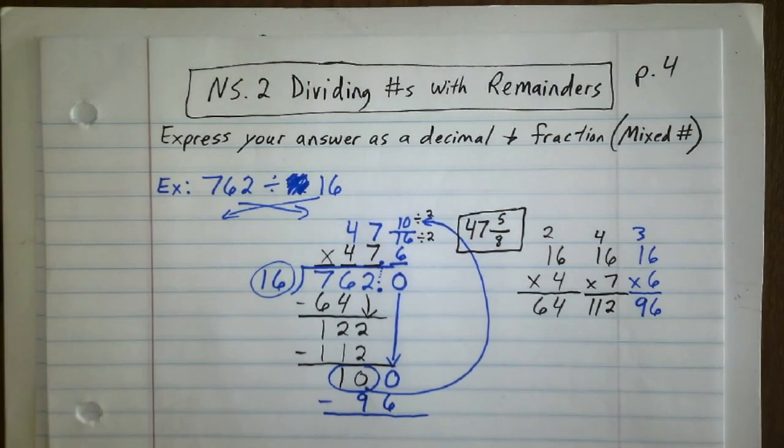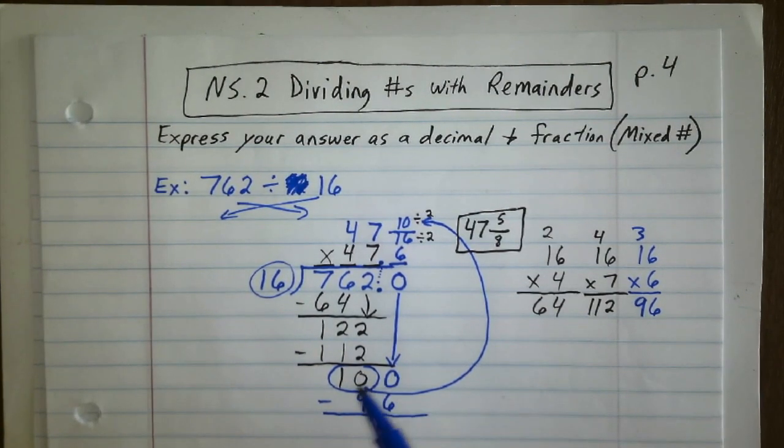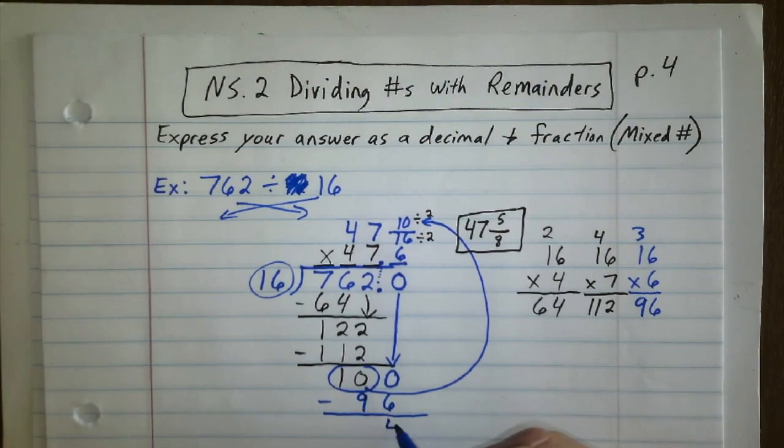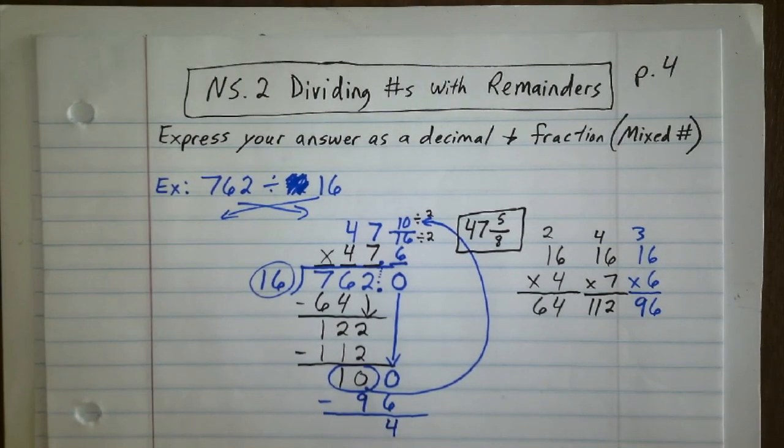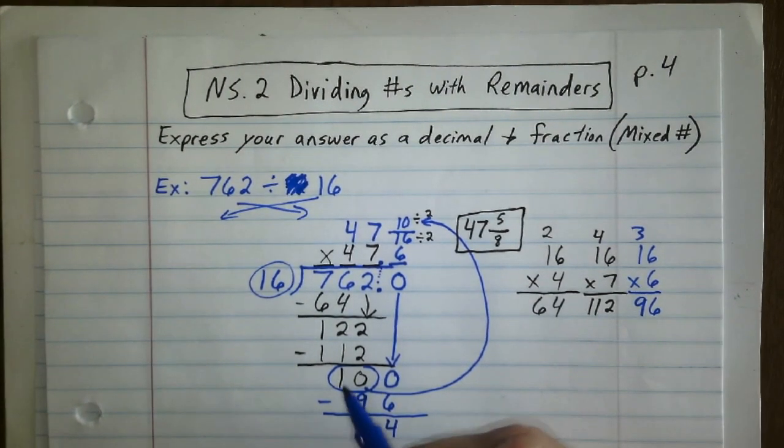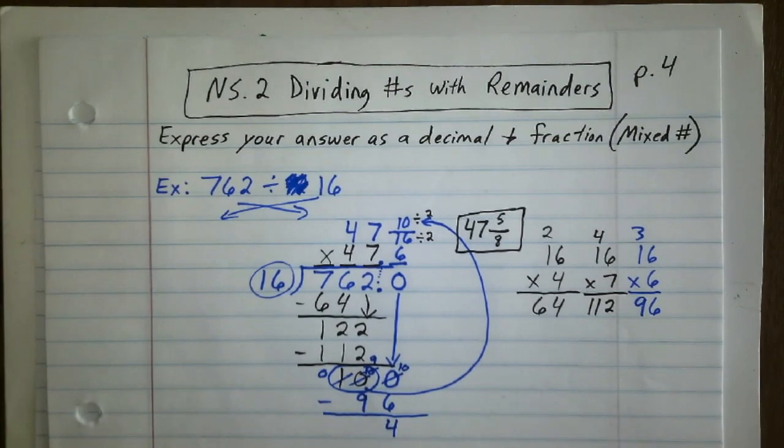Sometimes I find it easier to count up than it is to sit here and borrow. Like 96, if I counted up to 100, 97, 98, 99, 100, that's 4. If you want to borrow, you certainly can. Sometimes I just like to count up. If you were going to borrow, that would be a 0. This would be a 10. Now it's a 9, and now this 0 is a 10. You see, it's just a lot more work. 10 minus 6 would have still gotten you 4.